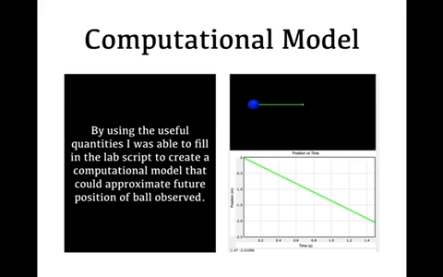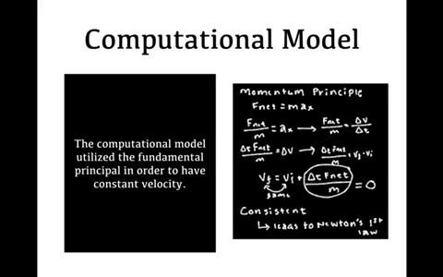The computational model. By using the useful quantities, I was able to fill in the lab script to create a computational model that could approximate future positions of the ball observed. The computational model utilized the fundamental principle in order to have constant velocity.